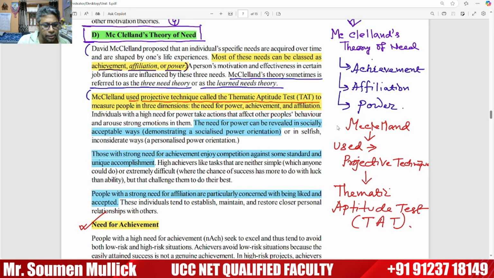In the case of personalized power orientation, demonstrating a socialized power orientation is called socially acceptable need of power. Those with strong need for achievement enjoy competition against some standard and unique accomplishment. People with strong need for affiliation are particularly concerned with being liked and accepted.